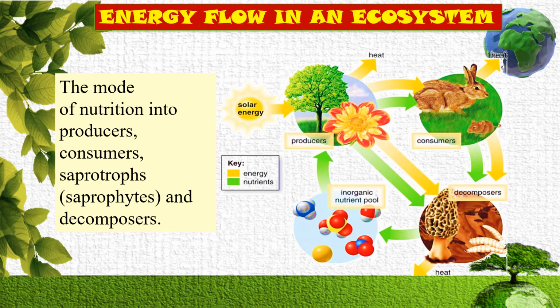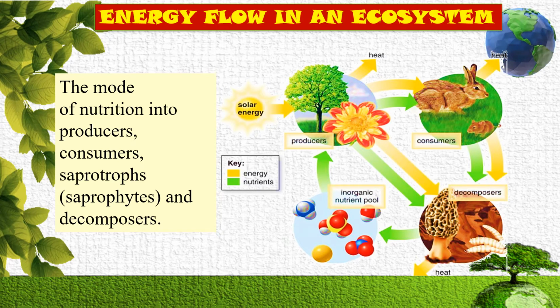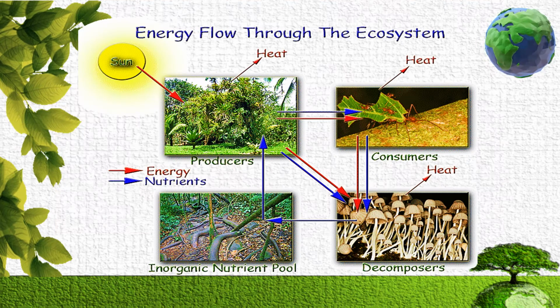Next, when they die, the decomposers are very important because they break down the animals' dead bodies, and it gives the nutrients to the soil, and the plant again uses these inorganic nutrients and produces fruits, vegetables, and grows into a new plant. Okay, so the mode of nutrition into producers, consumers, saprotrophs, and decomposers, how the nutrition is flowing through each and every level is called the energy flow in an ecosystem. Here, that is energy flow through the ecosystem.